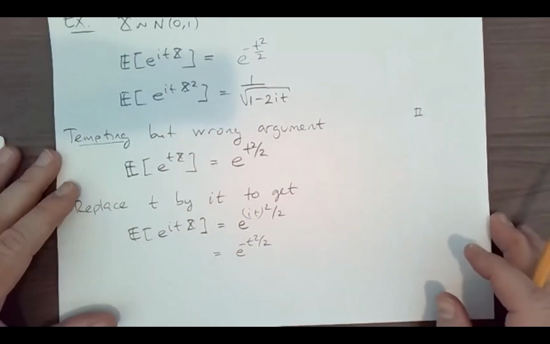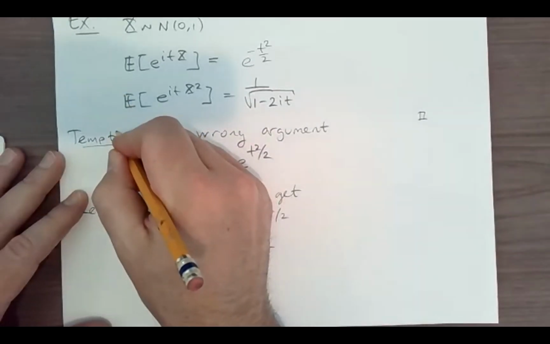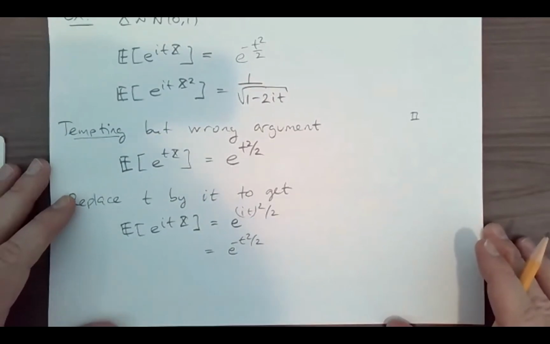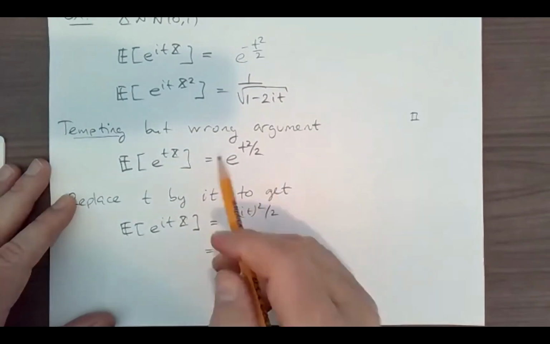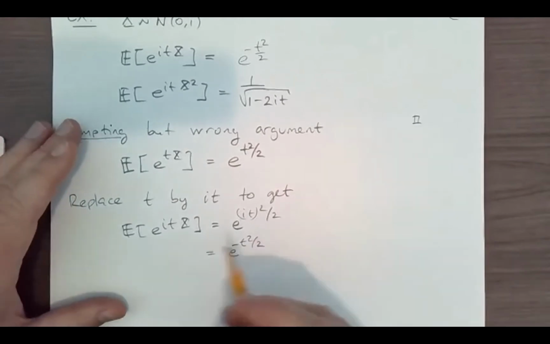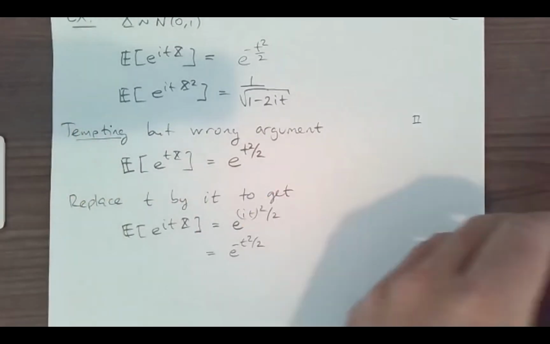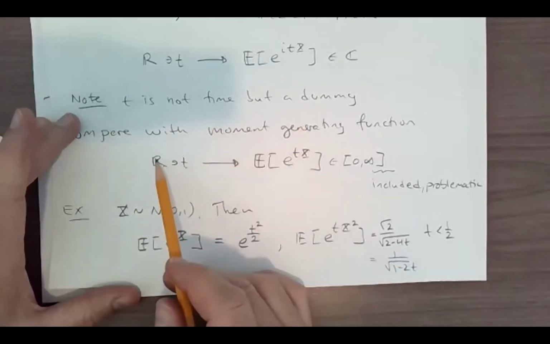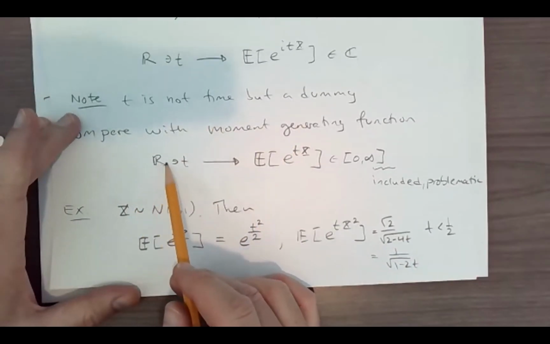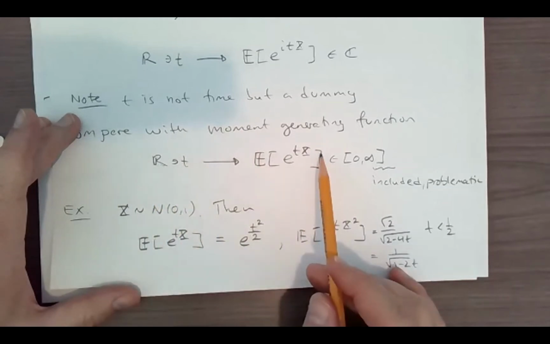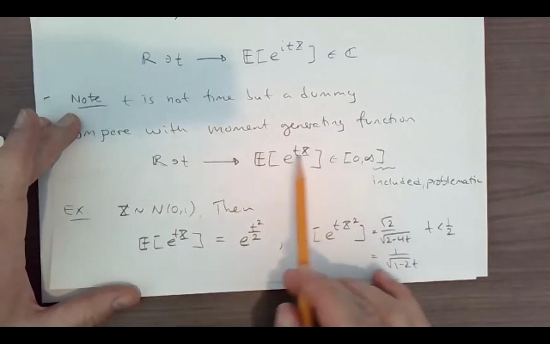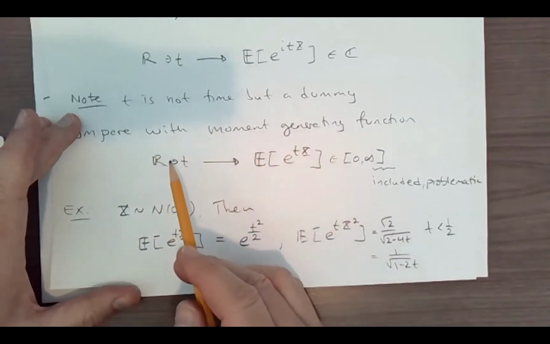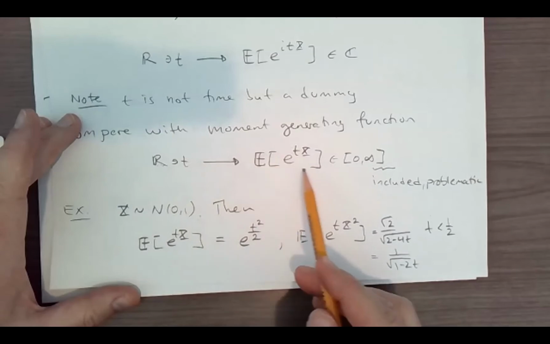So sometimes one is eager to justify the means by the ends, but unfortunately here this won't work. This is a wrong argument, and it's wrong because you're only allowed to put in t's that are in R in the characteristic function. Sorry, you're only allowed to put t's that are in R for the moment generating function. You're not allowed to put it here inside this formula.